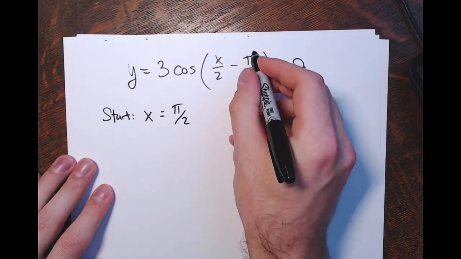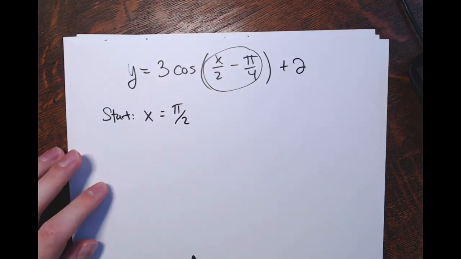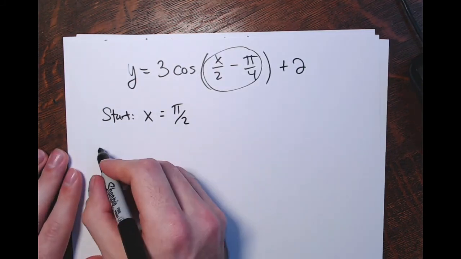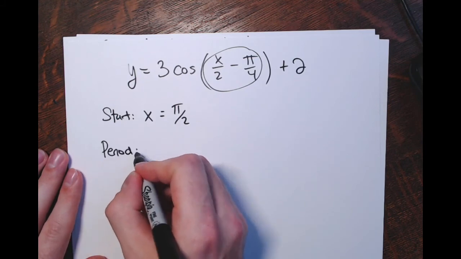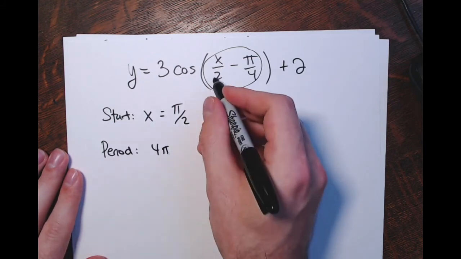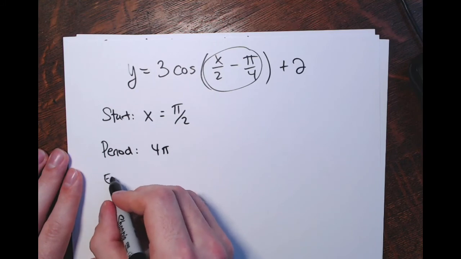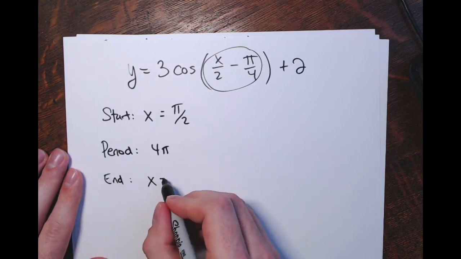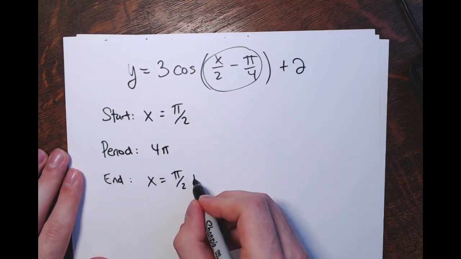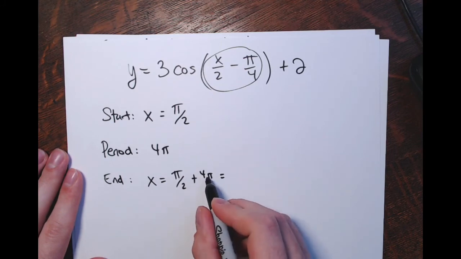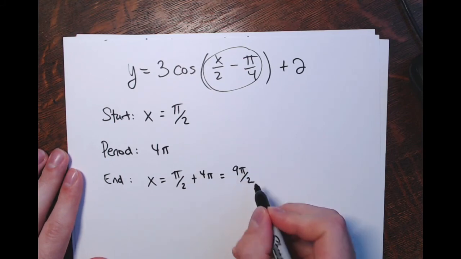Alright, just again, take this expression inside, set it equal to 0, and solve. The period is again 4 pi. It's 2 pi divided by a half. I'm going to end then at x equals pi over 2 plus 4 pi. Well, that's 8 pi over 2, so 9 pi over 2 when you add them.